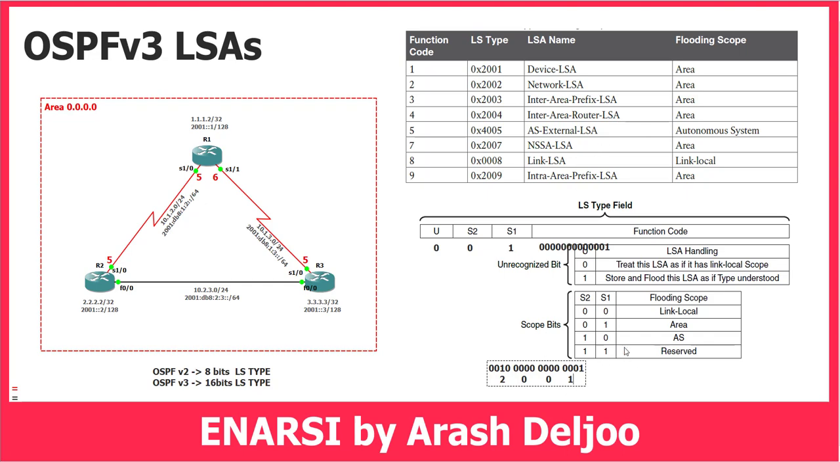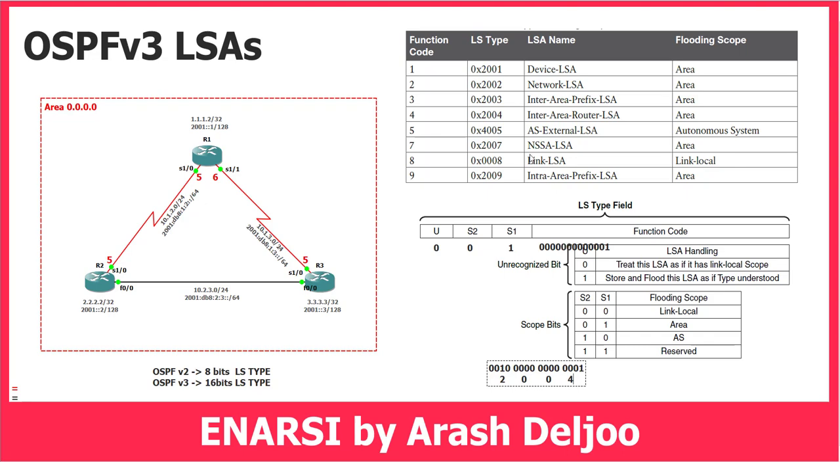After that, about the LSA type 2, everything is the same, only the function code is 2. 2002, as you can see. About the LSA type 3, again, because this is a local area LSA, we have 2003. Again, 2004 for the LSA type 4.